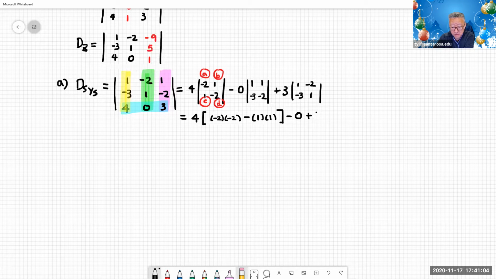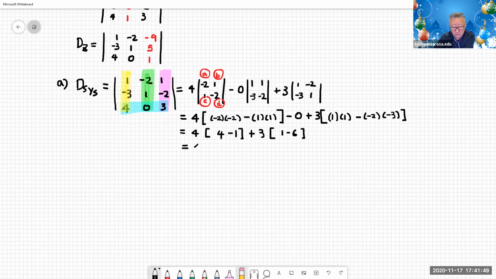Then plus 3 times. Again, this is going to be A, B, C, D here. So we got 1 times 1 minus B times C, so you got minus 2 times minus 3. All right. So what we have here is going to be what? Minus 2 times minus 2, we get positive 4. 1 times 1, but you have to subtract that. Then plus 3 times, 1 times 1, you get 1. Here you got minus 2 times minus 3, you got positive 6, but you got minus in front of it, so you got minus 6 there.